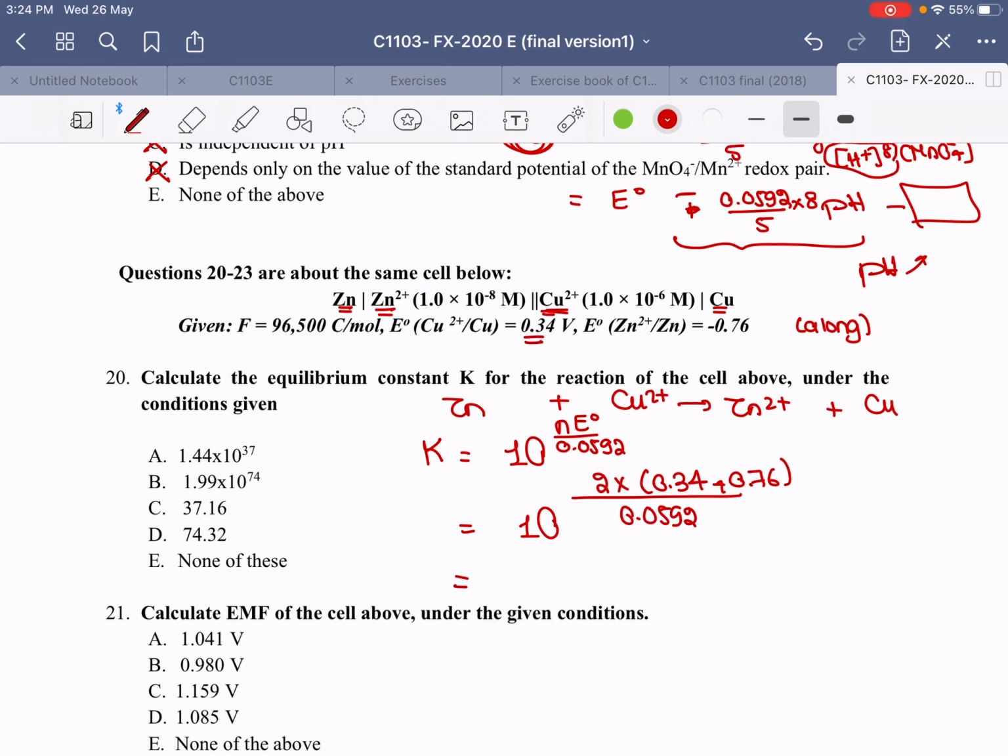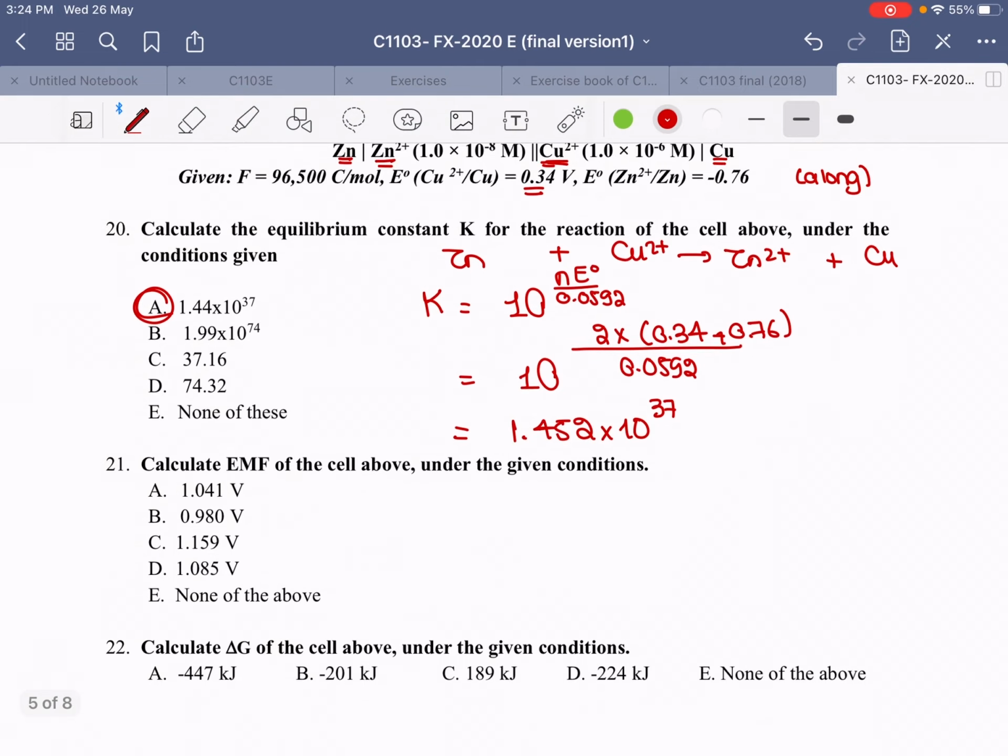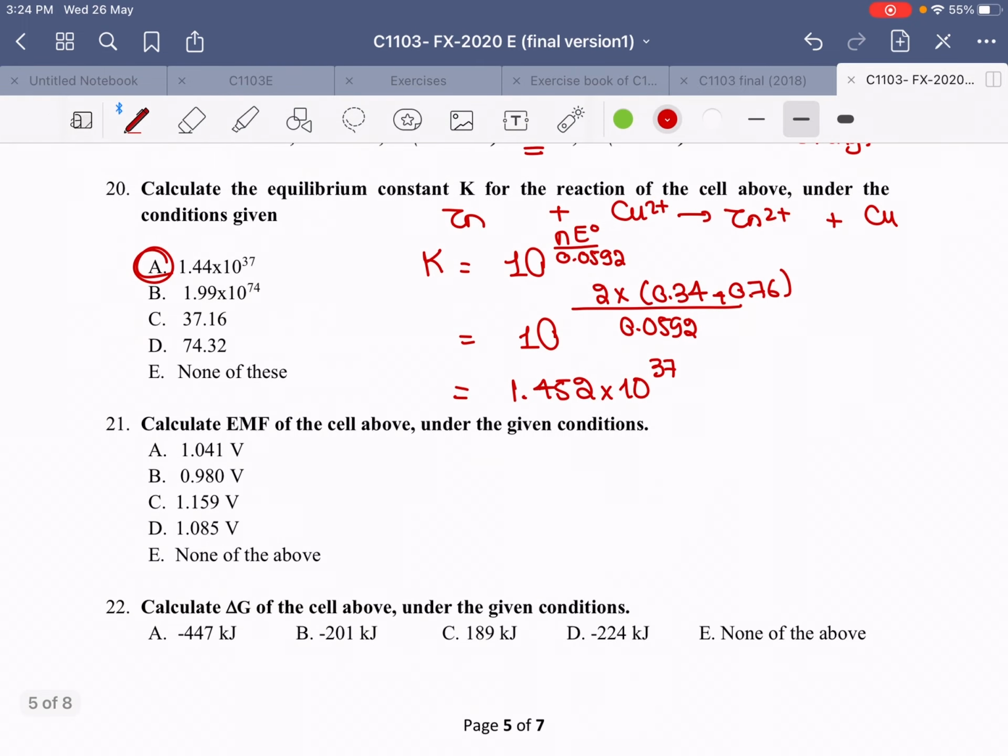Simply apply it on the calculator. It must be very large. So 0.34 plus 0.76, times 2, divided by 0.0592. Shift 10, the answer is 1.452 times 10 to the power 37. And notice that I don't take only 2 numbers after the point, I take the whole number. Here they take around 2 or 3 numbers after the point. Okay, then calculate the EMF of the cell above.